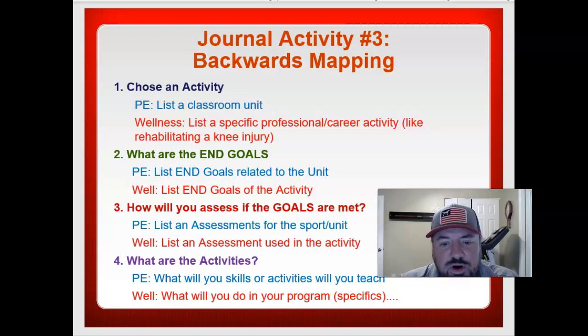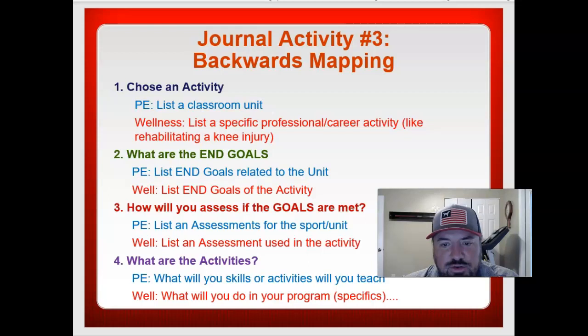And then number 4, write this down for number 4. Make this well thought out. We're going to discuss this, so make sure you put this in your portfolio and bring it. If you don't, you're not going to get credit for your portfolio for the day. What are the activities you would do? In PE, if you chose basketball, what different skills would you teach along the way? List all the different skills you might teach.